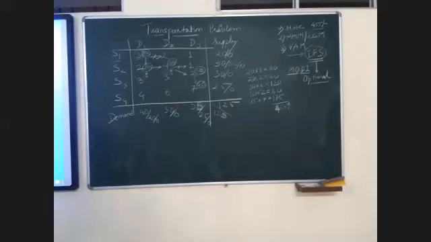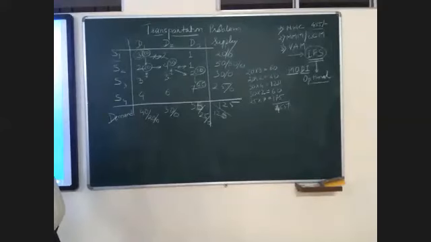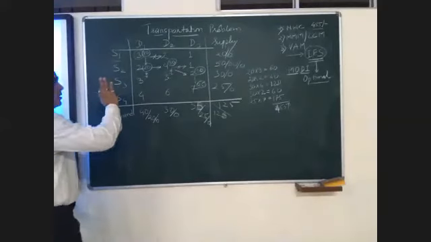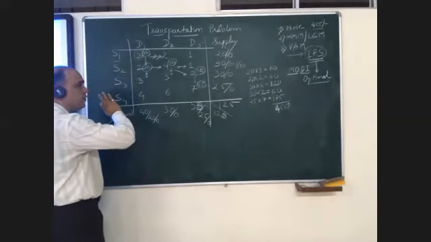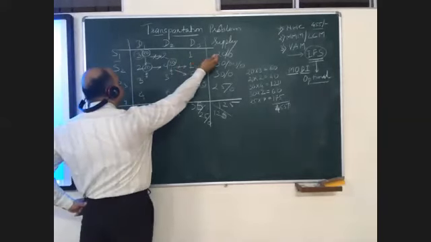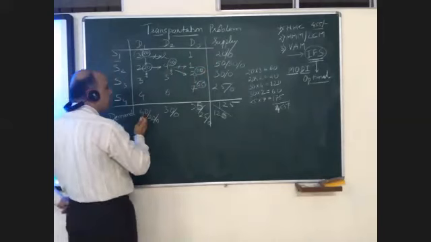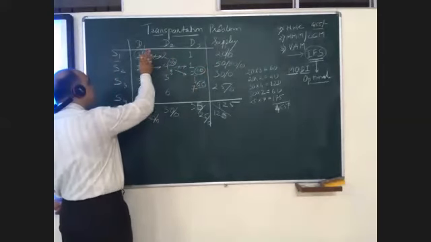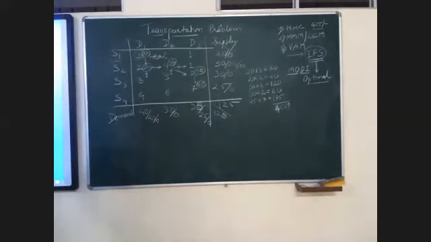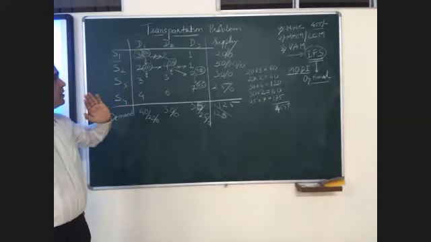Is it okay? Yes, sir. Everybody, is it okay? This is the northwest corner method. This is very simple and straight. What we are doing is just checking demand and supply quantity. Whichever is less, we will allocate it, and we will go further with the logic.